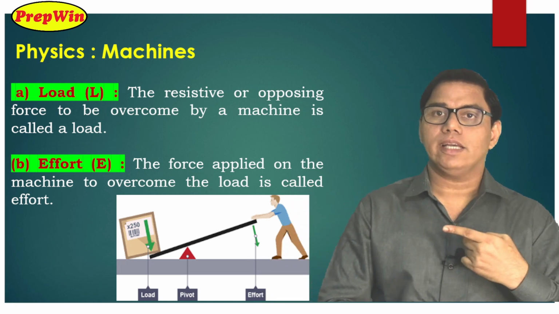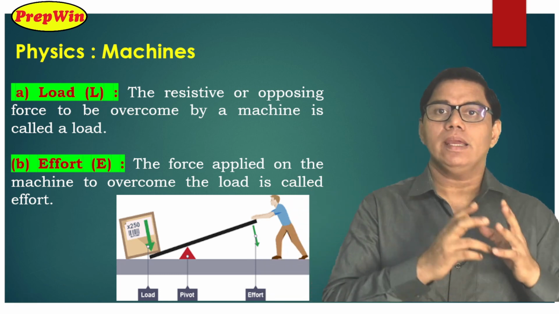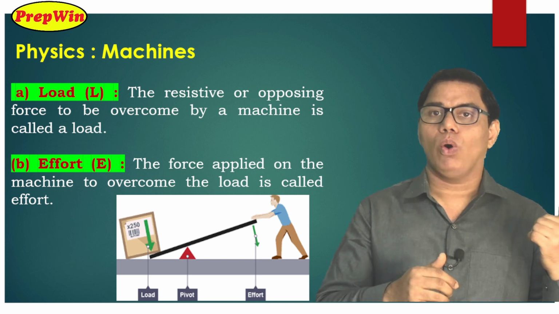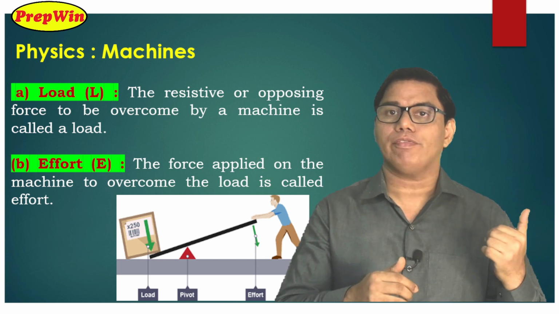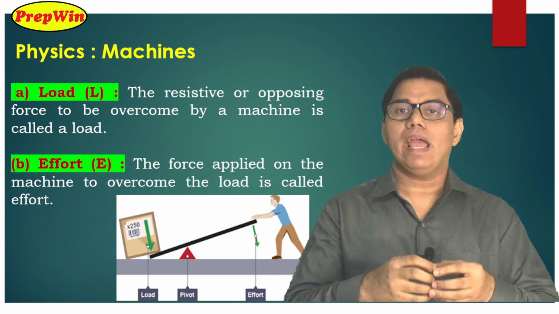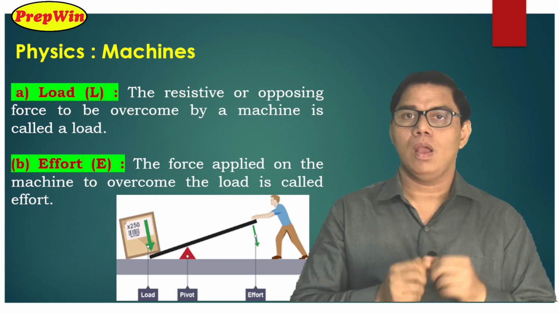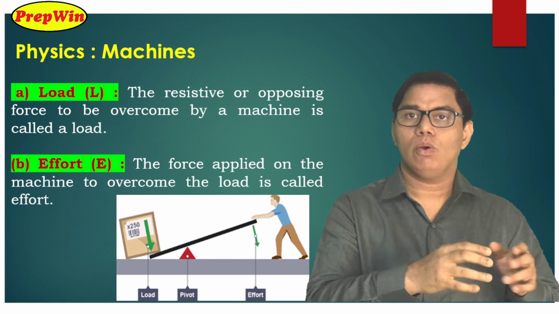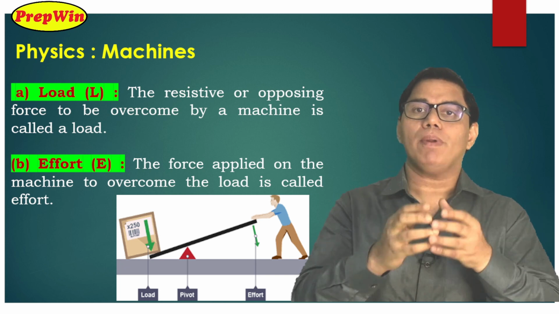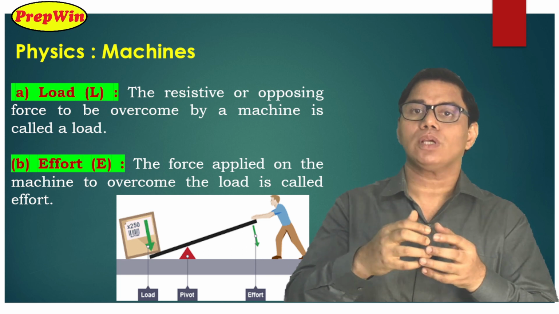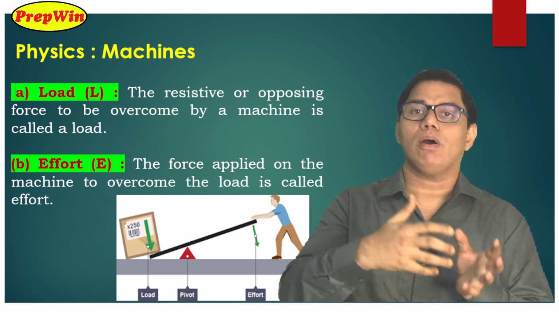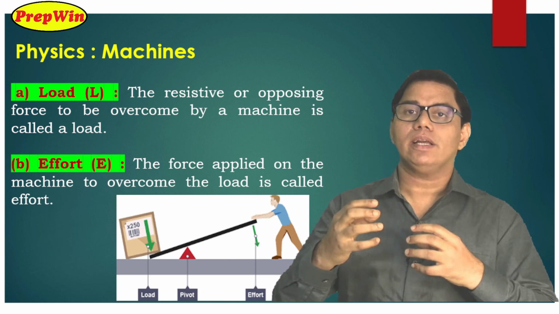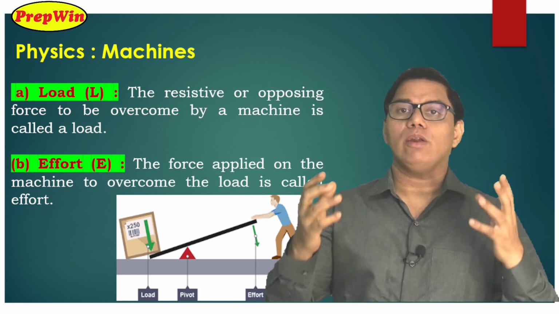So look at this picture. A man is applying an effort and there is a load on the other side of the effort, and in between we have a pivoted point. Load will try to remain in a state of rest, whereas the man will apply an effort or a force to bring it in motion or to move the load. So here we have understood what is load and what is effort.